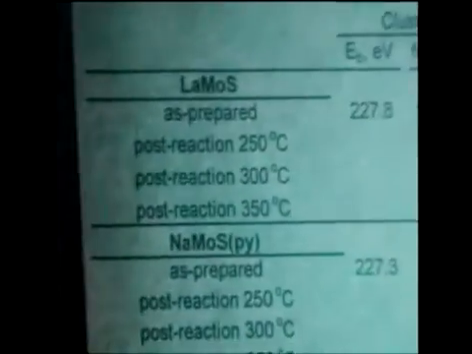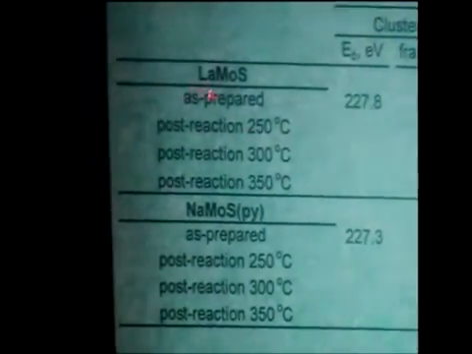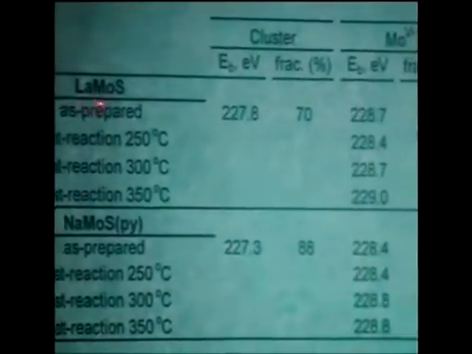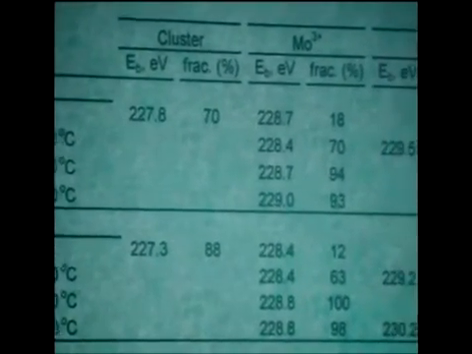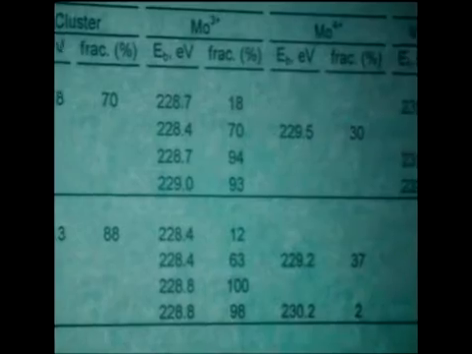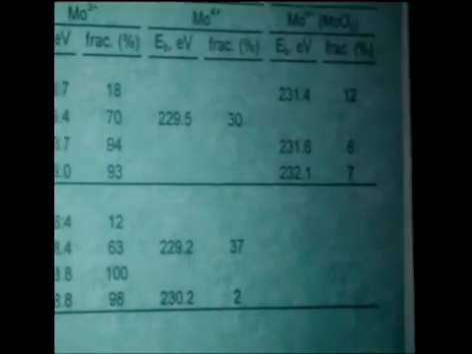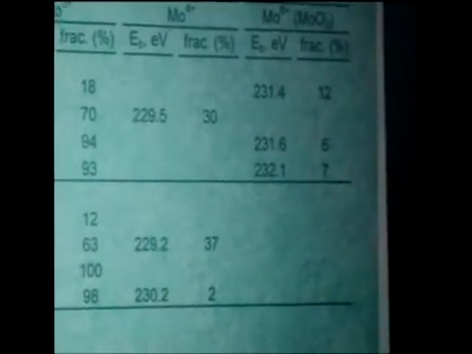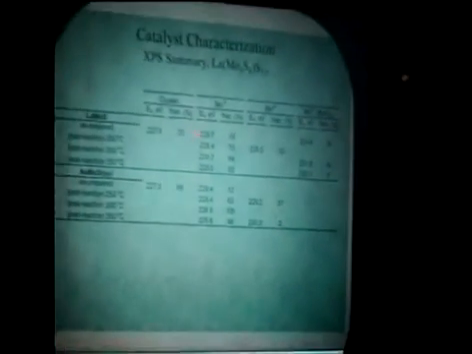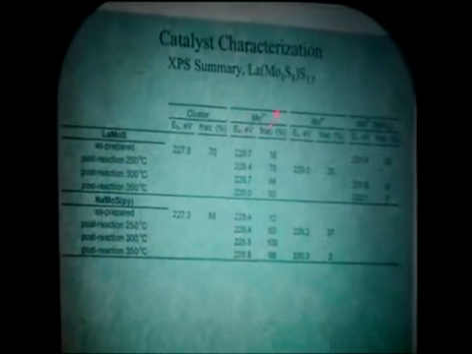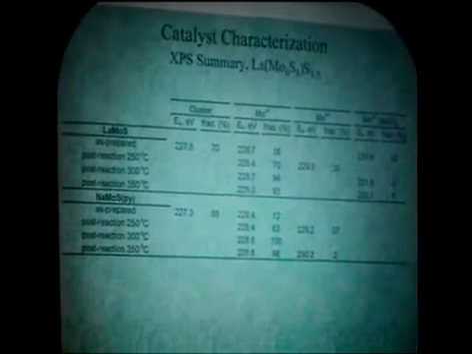And so this is a summary of the characterization of the two materials: amorphous lanthanum polysulfide, and the sodium, pyridine ligand sodium channel. And what we see, as I showed in the last slide, is a shift to higher binding energies, and what I have assigned this to is what I call an MO3+ species.